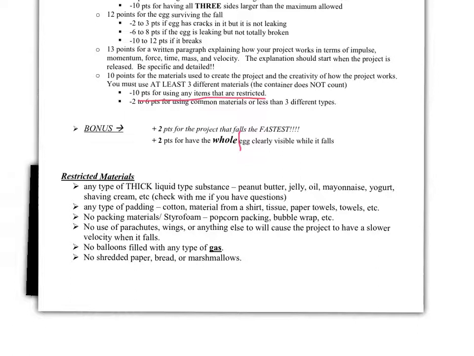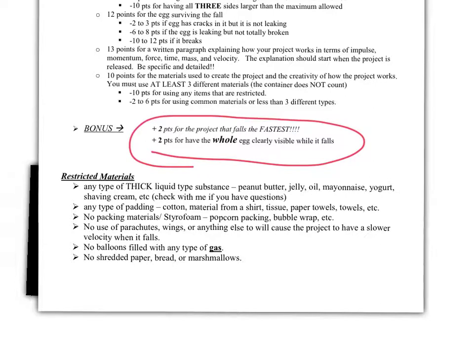Notice that there is this bonus section here in the middle, right? 2 points for the fastest project. So we'll take a timer, and whoever wants the fastest time, we'll have all of those people go at once. Whoever reaches the ground the fastest gets 2 extra points on their project. And the second one is we want to see the whole entire egg. It makes it a little bit more difficult in the project.